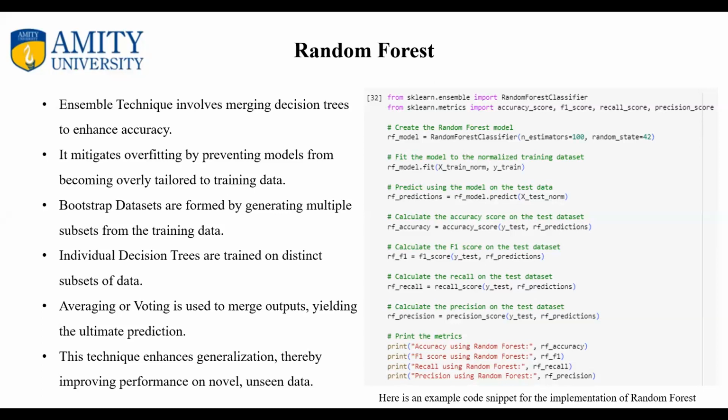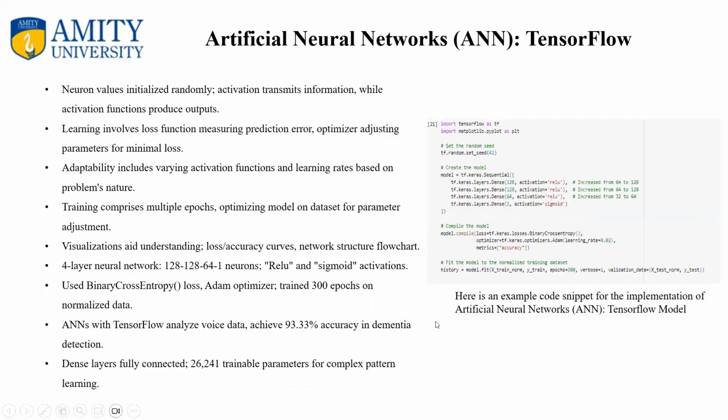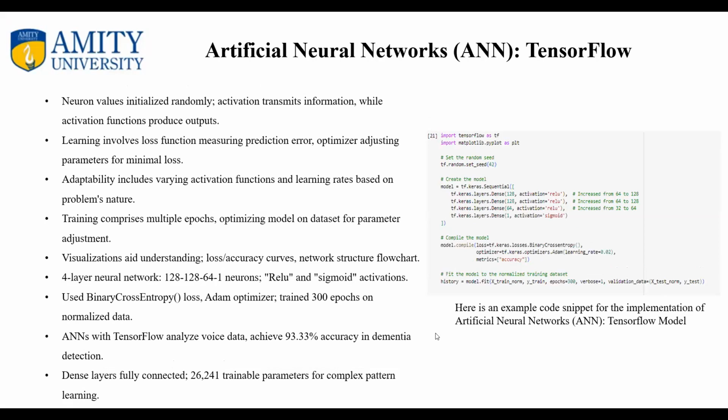Moving on, next is the artificial neural network, TensorFlow model. Neuron values are initially set randomly, and then activation transmits information to produce output. Through multiple training epochs, the model refines itself on the dataset to fine-tune parameters. Visual aids such as loss and accuracy curves and network structure diagrams enhance the comprehension.